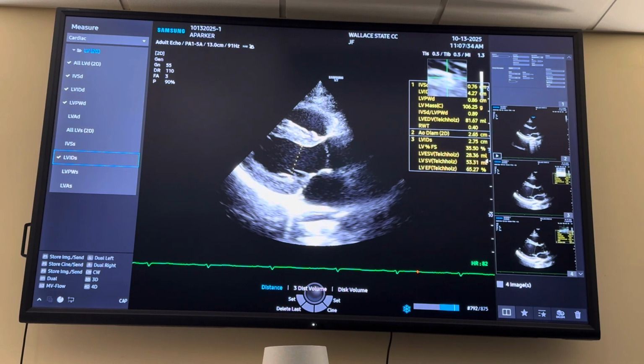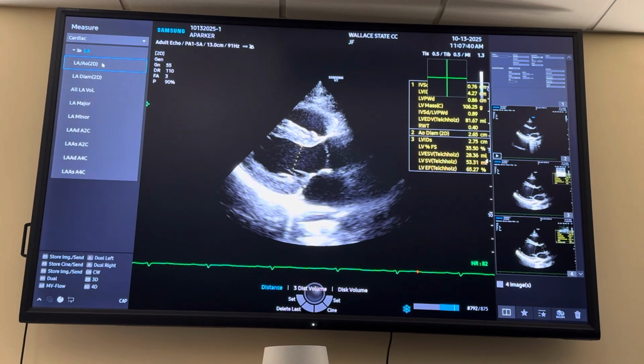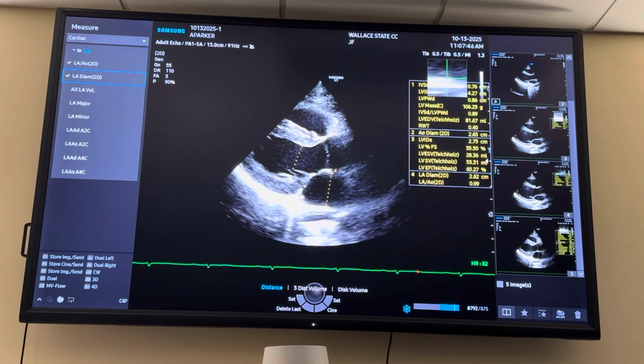You can, if you want, go ahead and measure your left atrium in this view. If I can find it. There you are. So that would be an image here.